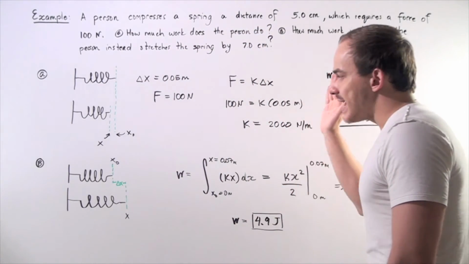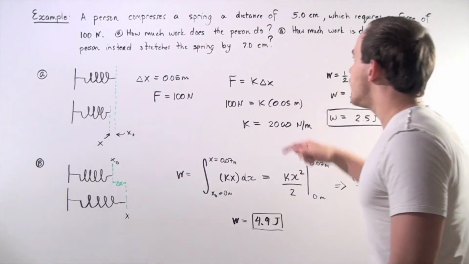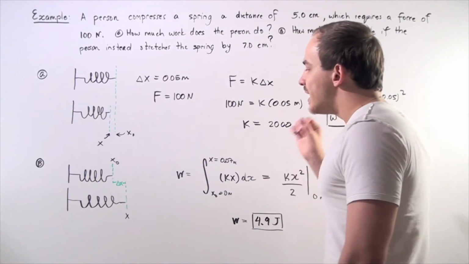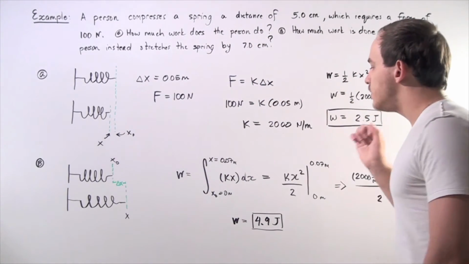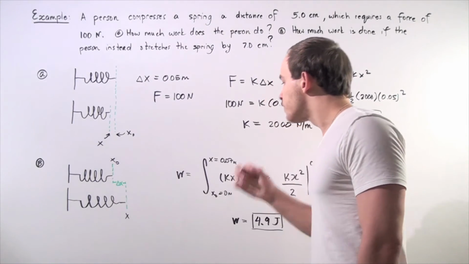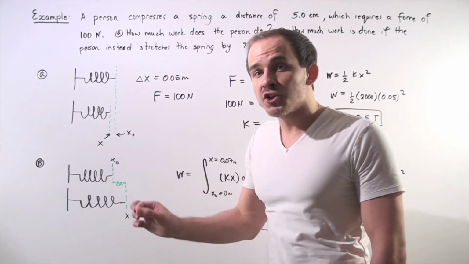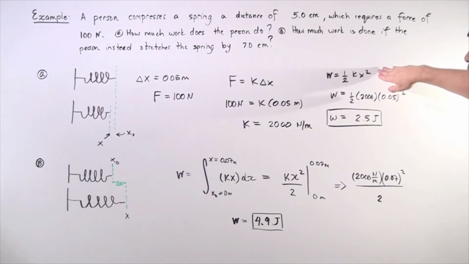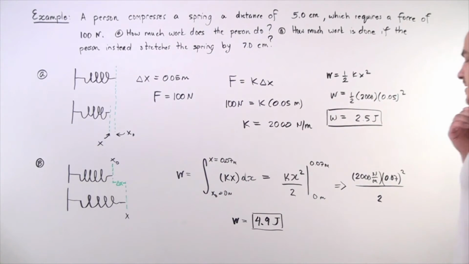So now, instead of compressing it, we're stretching it. And we're stretching it by a distance of 7 centimeters, or equivalently 0.07 meters. So let's say our x initial is 0, x final is 0.07 meters. So let's use our integral equation for work. So once again, we're using the integral because the force that the spring creates is non-constant. So notice we could have just simply used this equation, or we could just simply take the integral. The end result is the exact same result.